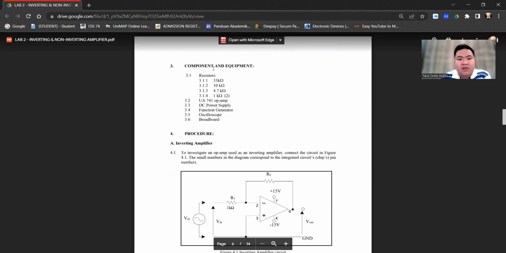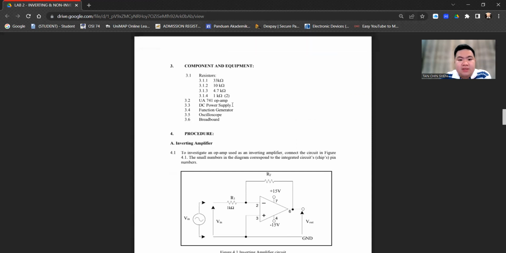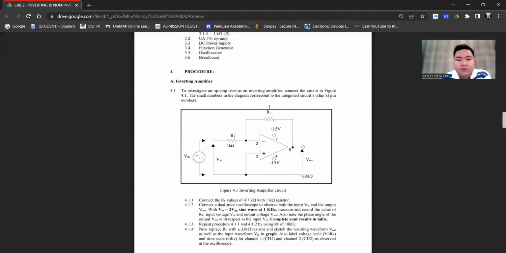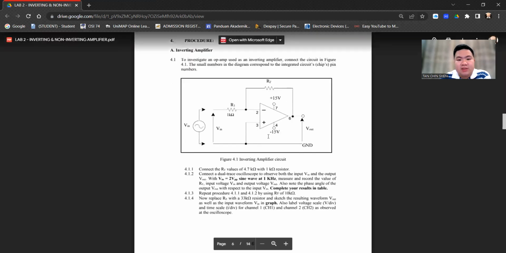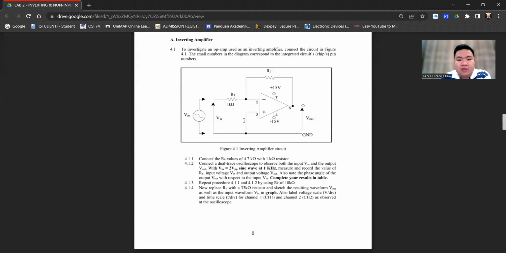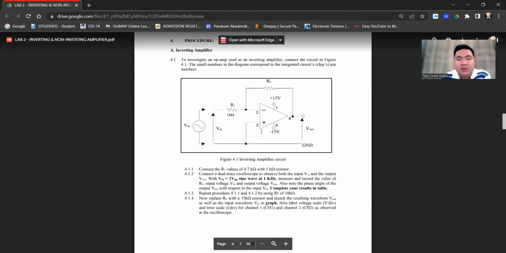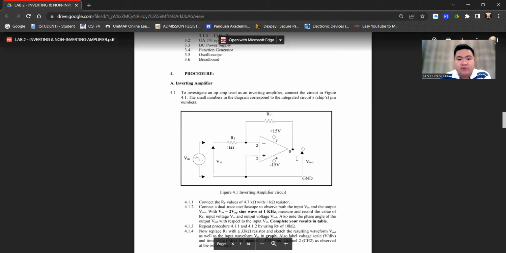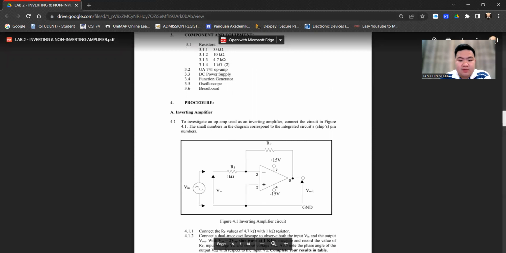The components that we need are resistor, IC, DC power supply, function generator, oscilloscope, and breadboard. But this is our first lab, so we are doing it online. This is the procedure and the circuit. All these circuits we are using Multisim Online. Now I will present the first one.